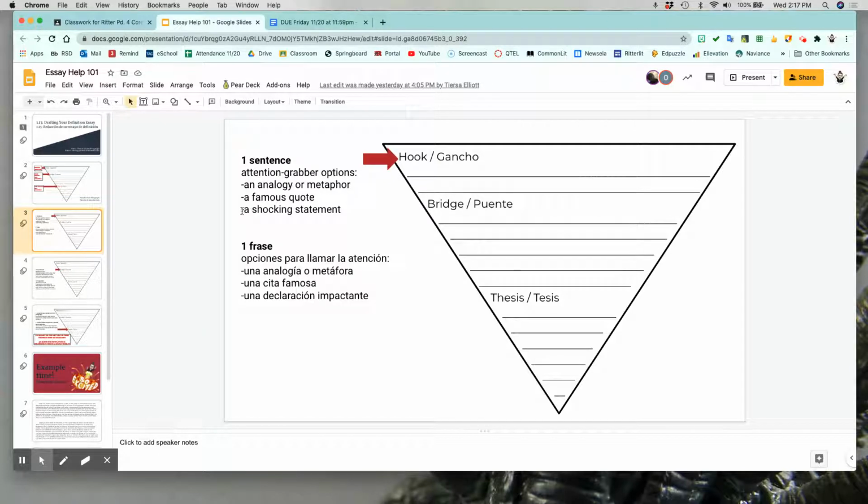And there's also the option of a shocking statement. So if you have something to say about America that you think would surprise people, or that's interesting in some way, you could use that as well. These are not the only options for hooks, but they are ones that work a lot of the time. So they're solid options.